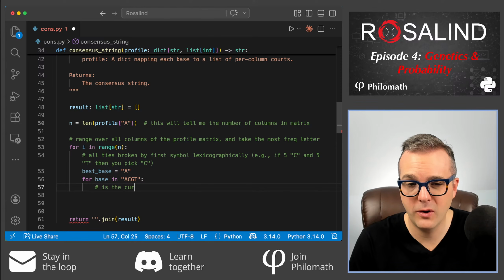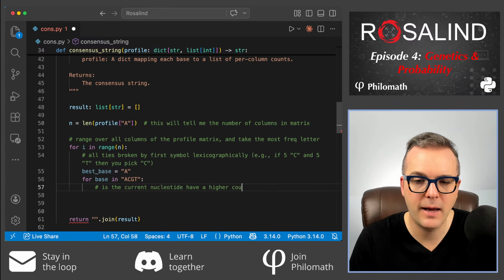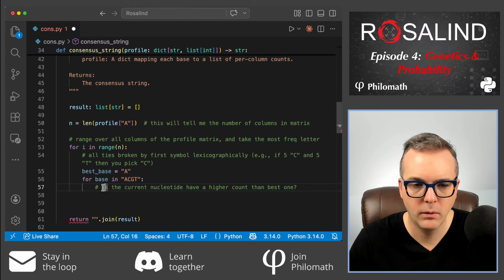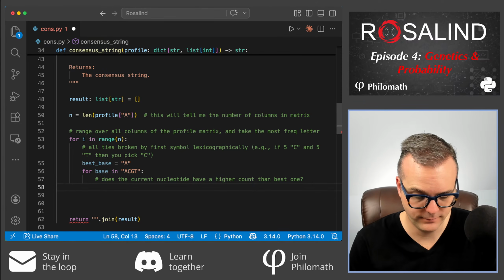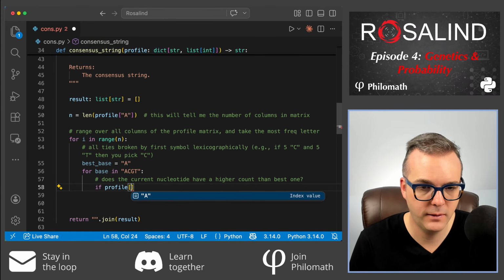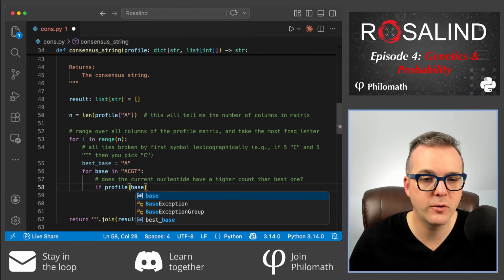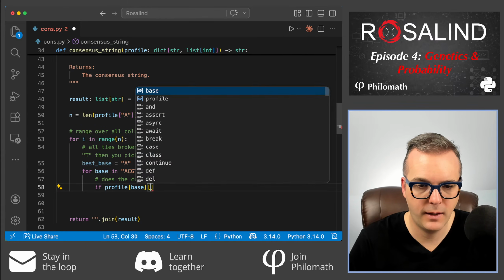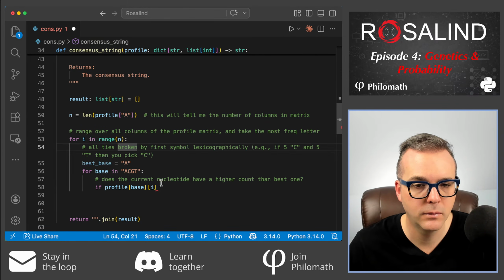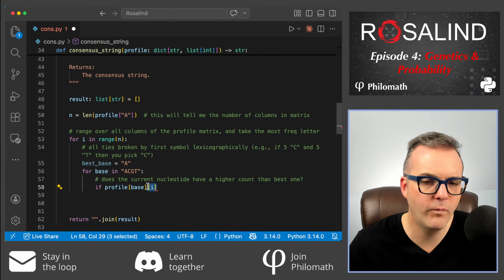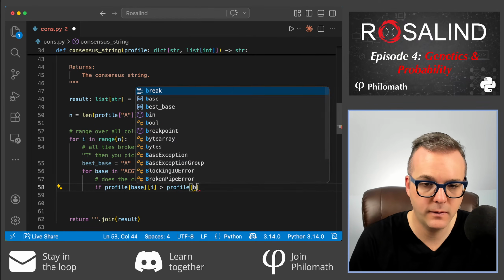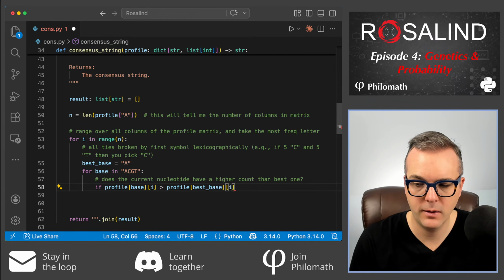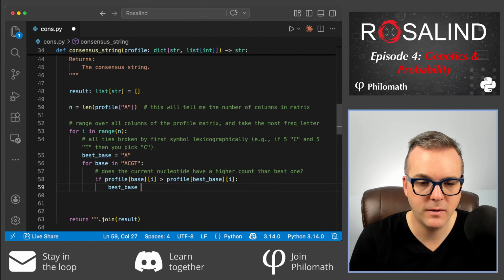And I'm going to say, does the current nucleotide, by base I mean nucleotide, have a higher count than the best one? So let's make that valid English. How I can answer that question is to look at the profile matrix of the current base. I need to know that I'm in column I, so the profile matrix would give me a list of values, but I'm only interested in the value at column I. Is that better than what happens when I look at the profile matrix for the best base and its value in column I? And if that's the case, I want to update the best base to be equal to the current base.